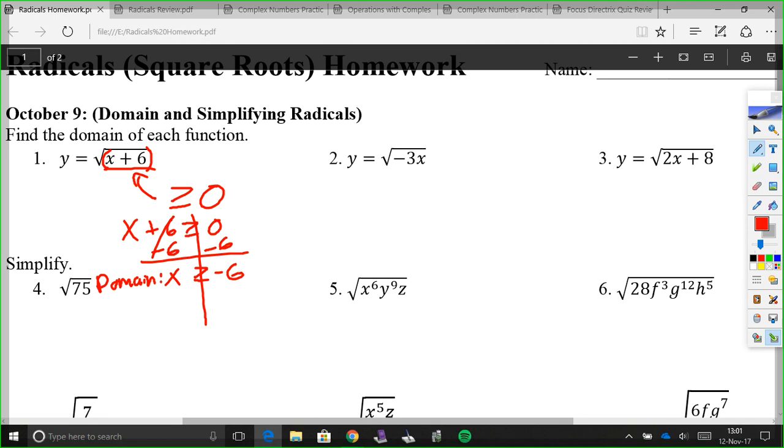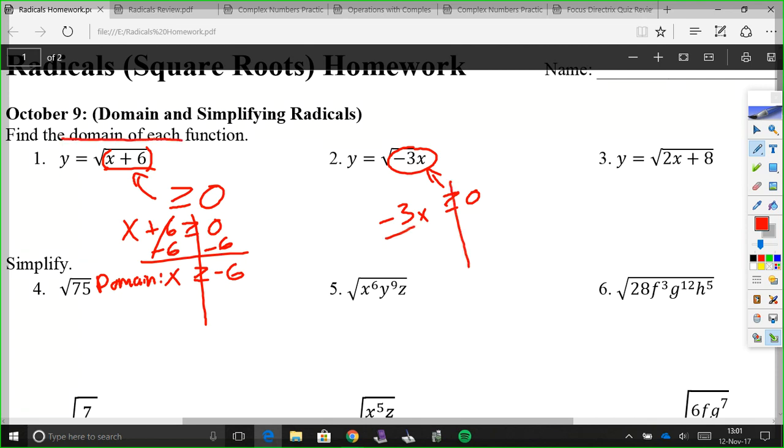I'll do number 2 as well since it's quick and short, but number 3 will follow the same process, where we're looking at just what's inside the radical. I know there's nothing else in this equation, but if there were, it wouldn't matter. I only need to know what's inside the radical. So negative 3x has to be, again, greater than or equal to 0. They always have to be greater than or equal to 0. So take what's inside that radical and set it greater than or equal to 0. This is how we're going to start these problems every time when I'm searching for the domain.